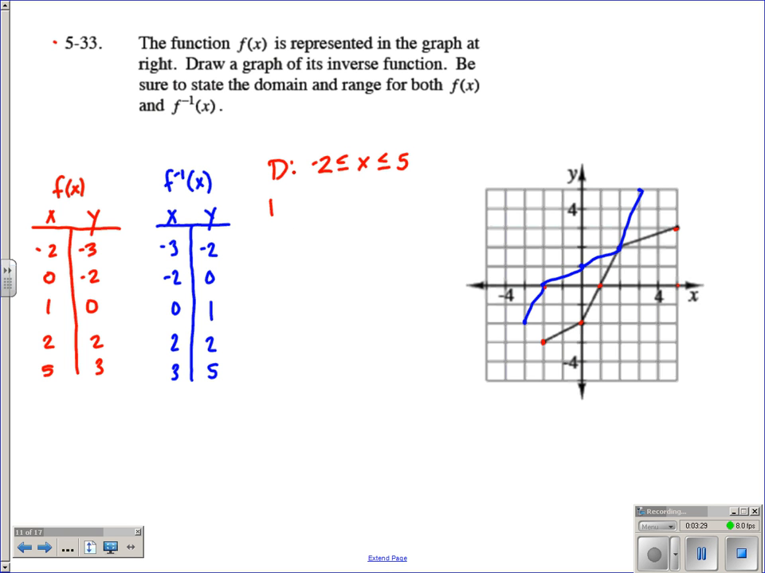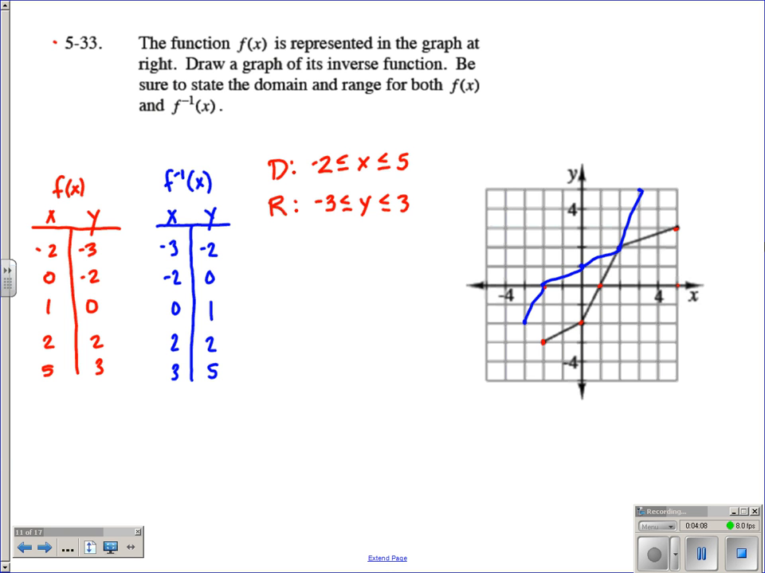For our range, let's look at our y values. We're going to go from our bottom point to our top point. So we're starting down here. The y coordinate of this point is -3. And our highest point is this one here, and its y value is 3. So -3 is less than or equal to y, which is less than or equal to 3. That is our range. These are the domain and range for our red function, or f of x.